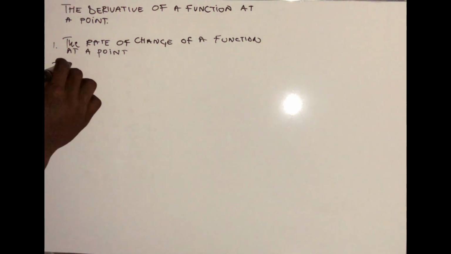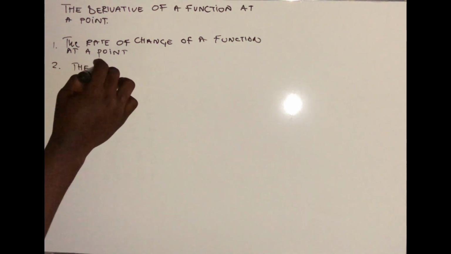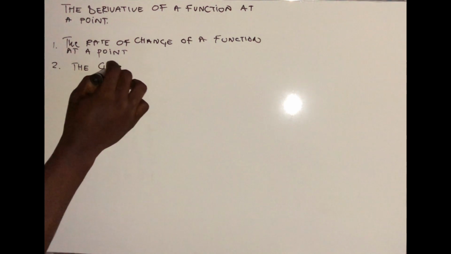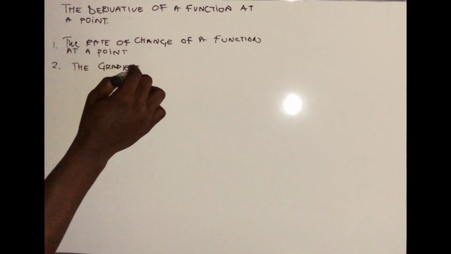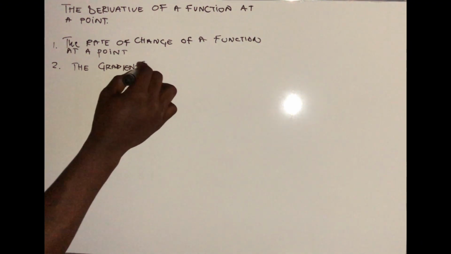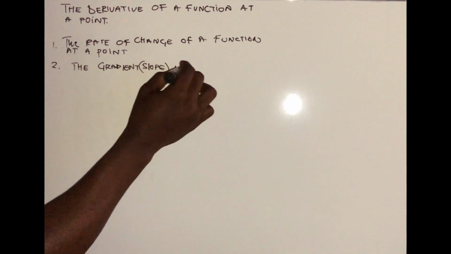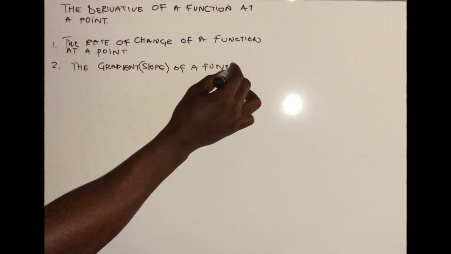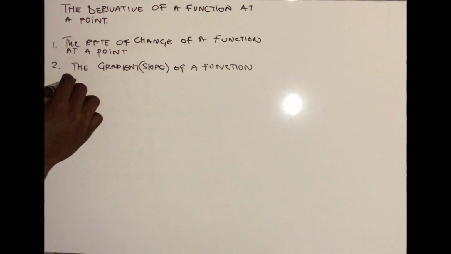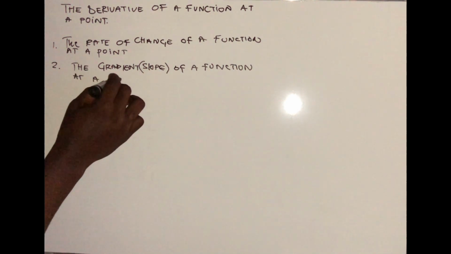We find the gradient, or slope, of a function at a point.